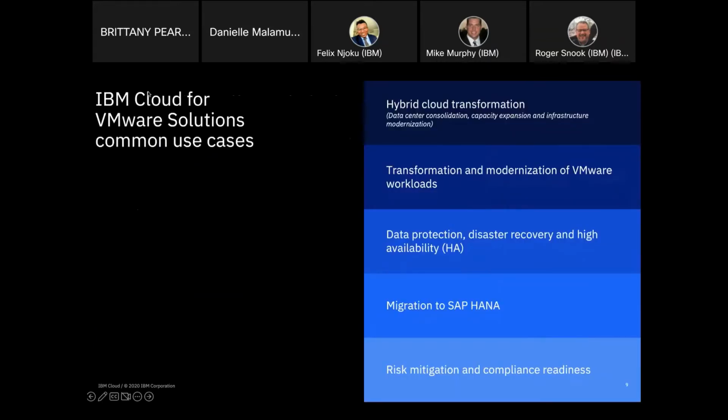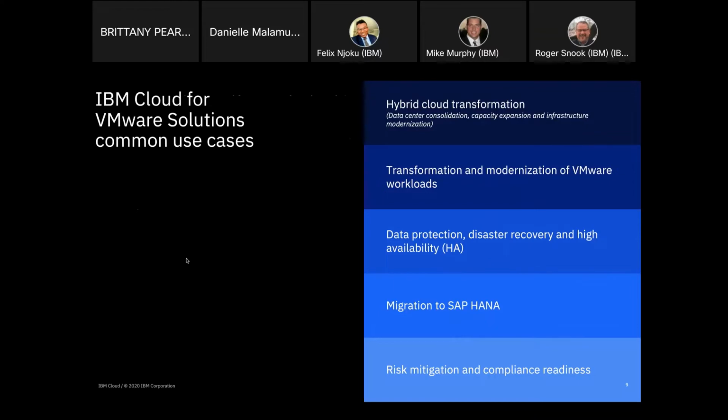I just want to go through a couple of use cases before we actually start talking about what technology we're delivering here. I'm not going to go into each one of these because some of them are boring. But these are kind of the top 5 use cases we see when we're running VMware in the cloud. First one is hybrid cloud transformation. That is doing a lot of heavy lifting. I would say the number one instance that I see customers moving to cloud with VMware is one of these things: data center consolidation, capacity expansion, or infrastructure modernization. So we'll talk about that one. Transformation and modernization of VMware workloads. So that's integrating VMware with Red Hat OpenShift, dipping your toes into the water of containerization.